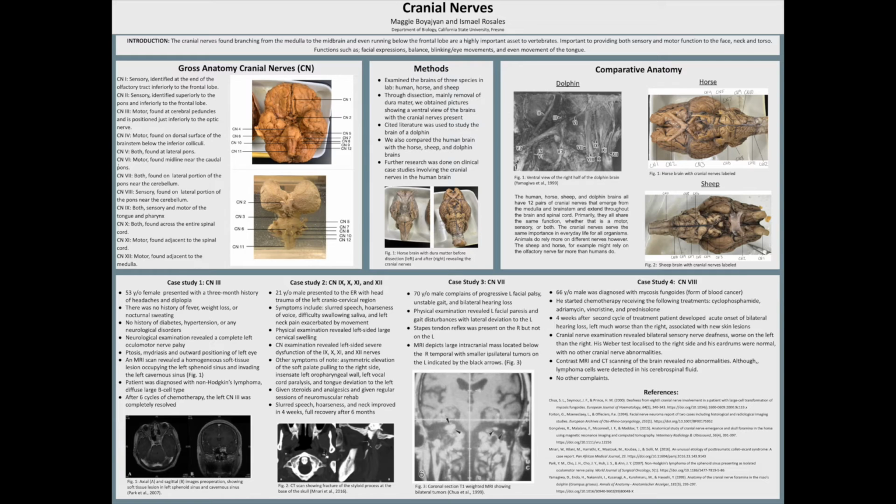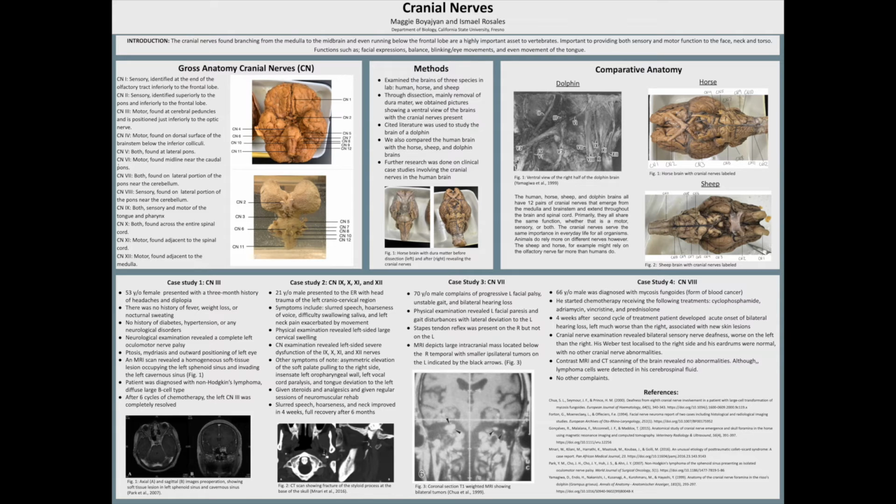Now, moving on to the comparative anatomy, and as mentioned before, we are looking at the cranial nerves of the human brain and comparing those to the nerves of the sheep, horse, and dolphin brains. These nerves are very similar to each other in the different species, and the main way is that they all have 12 pairs of them, each serving very similar functions.